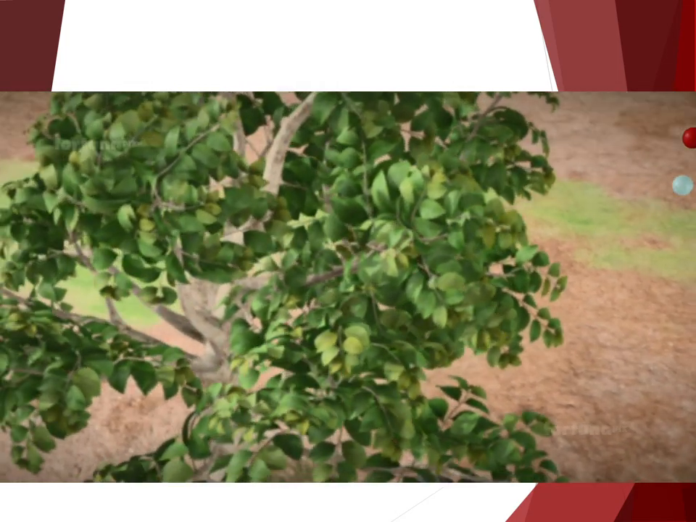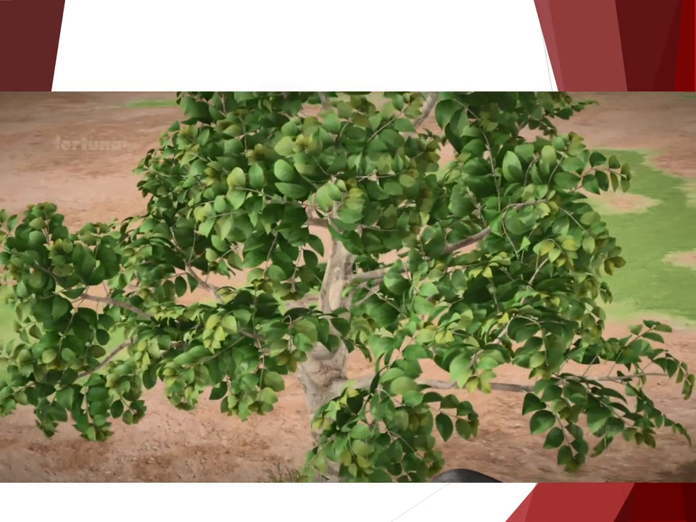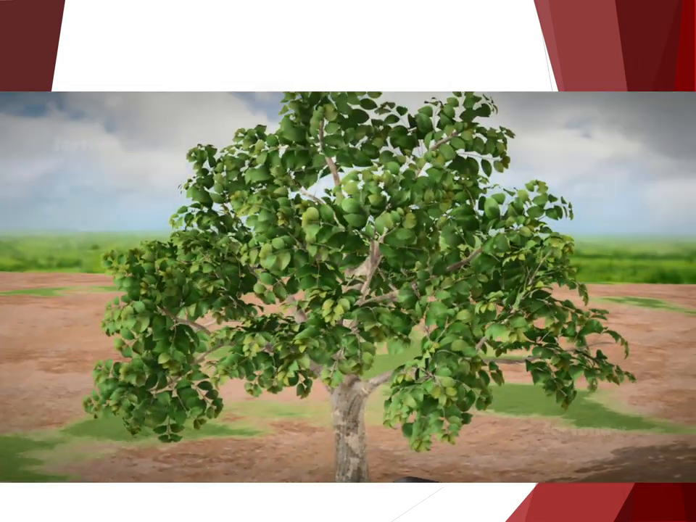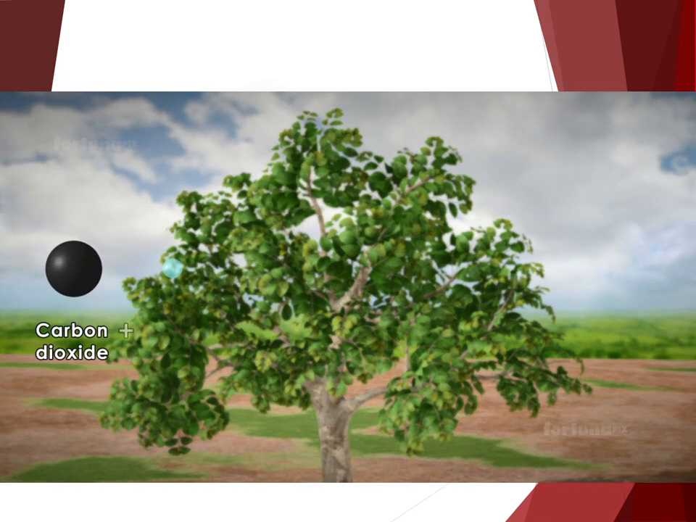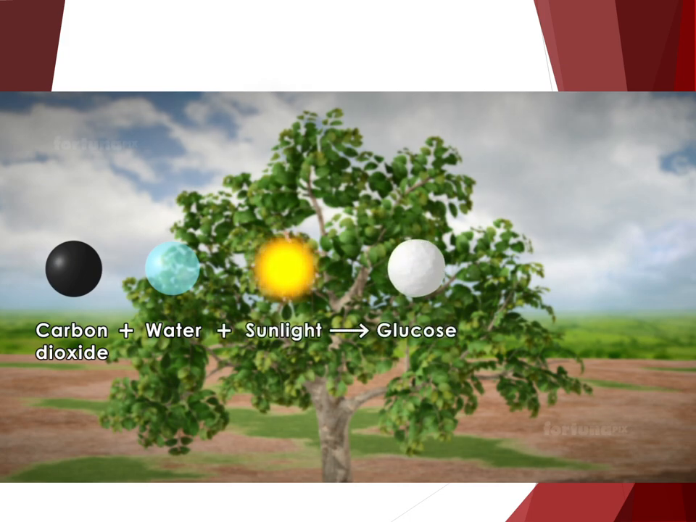If we wanted to represent photosynthesis as a chemical reaction, the process can be shown like this. Carbon dioxide plus water plus sunlight yields glucose plus oxygen plus water vapor.